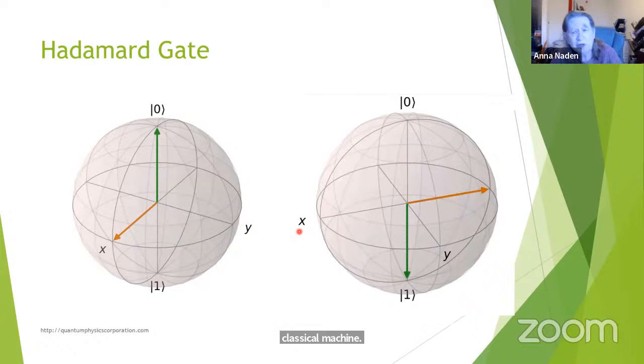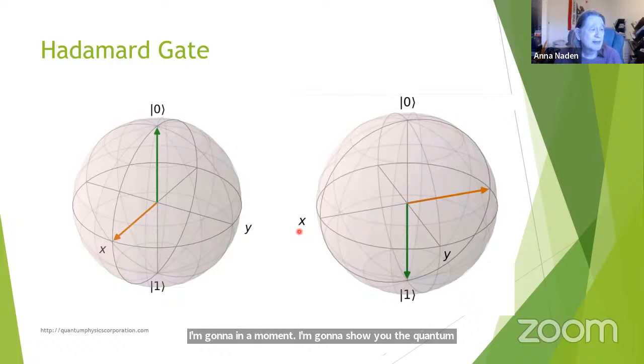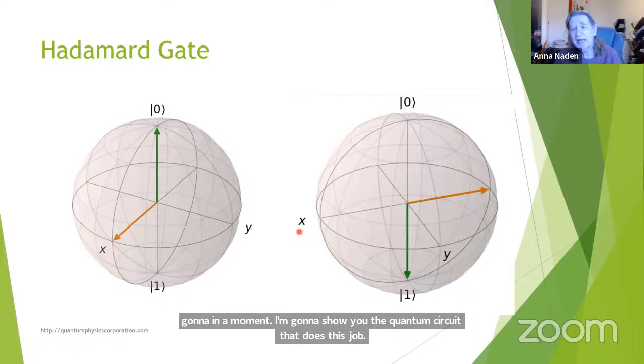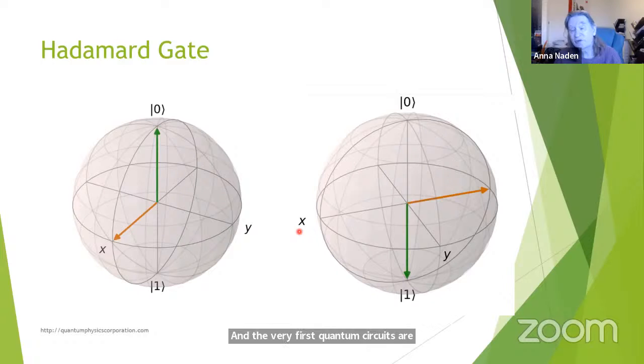In a moment, I'm going to show you the quantum circuit that does this job. And the very first quantum circuits are made of gates. You can think of a gate as like an instruction in the instruction set of a classical computer. It's a single step that can't be divided into parts. And the first gate we're going to use is the Hadamard gate.